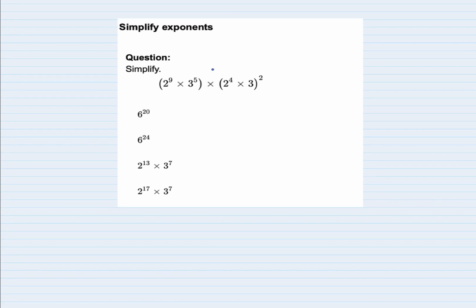Now we come to the last and final question, number 9. It says simplify, and you have 2 to the 9th times 3 to the 5th. Now notice the bases don't match, so you can't multiply. Times, and then in the parentheses here we have 2 to the 4th times 3. Again, they don't match, so you can't multiply. However, on the outside, there's an exponent of 2. So this 2 here will have to be distributed to everyone in the parentheses.